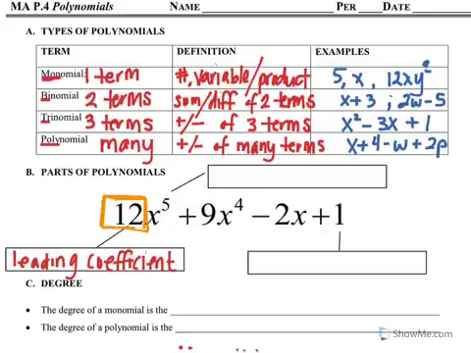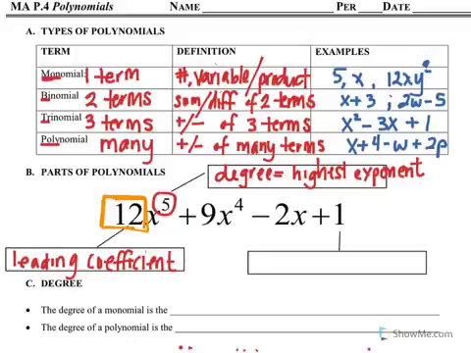So why are we looking at the 12 and not the 9 and not the 2 and not the 1? It isn't because the 12 is in front. It's because the 12 is attached to this guy. Okay? He's the highest exponent in the entire polynomial. This guy is going to tell us the degree of the polynomial. So that's the highest exponent. Okay?